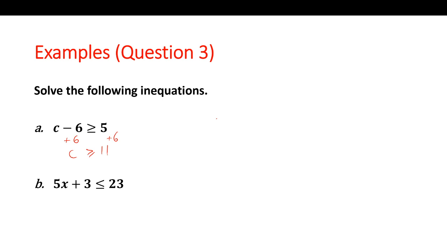Okay, next we've got 5x plus 3 is less than or equal to 23. So this is just a two-step equation, two-step inequality. It's the same sort of thing, just with 2 steps this time. We're going to subtract 3 from both sides, and it's going to leave it with 5x is less than or equal to 20. Then we're going to divide both sides by 5 and get x is less than or equal to 4. Okay, and those are our answers.